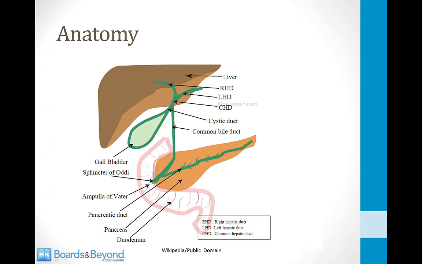Bile, as you may know, is formed in the liver and then it drains into the gallbladder. There is a right hepatic duct and a left hepatic duct which drain bile into the gallbladder through the cystic duct, which is shown here.